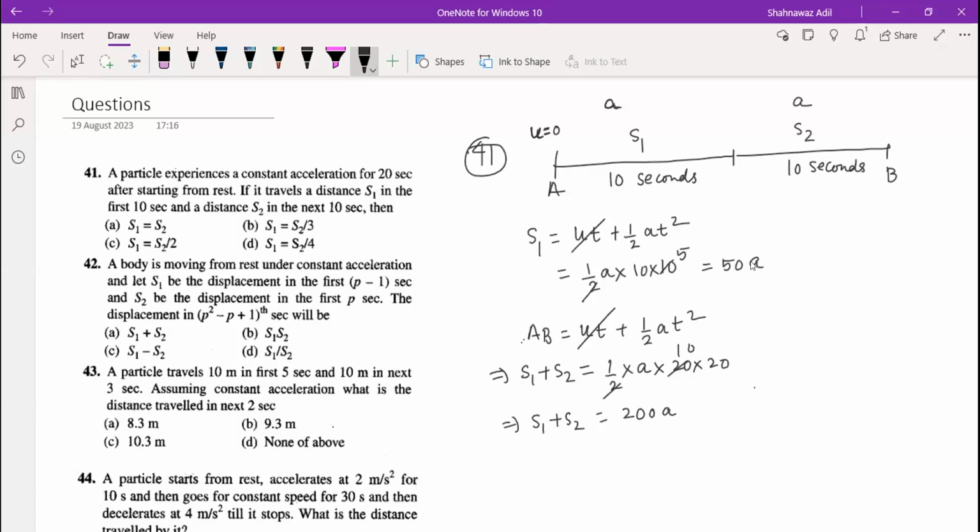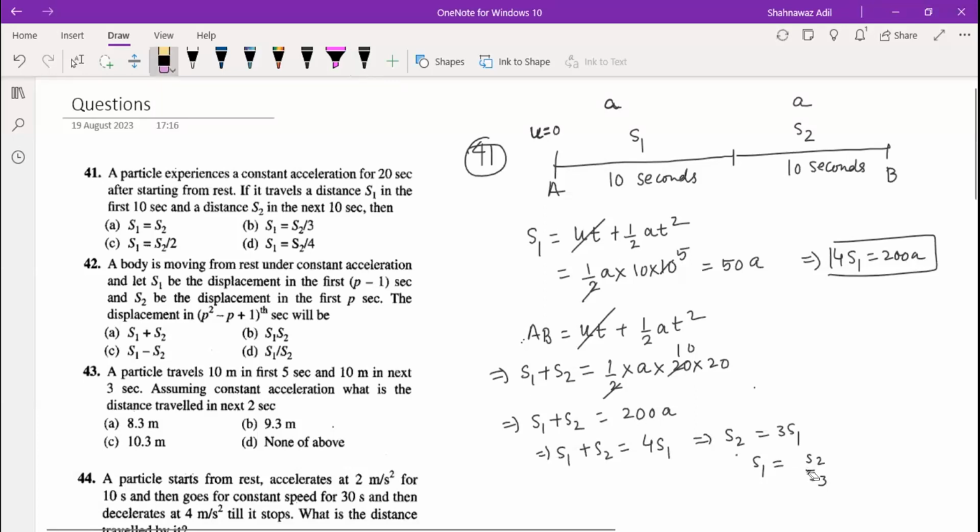I know that 50A is S1. So if I multiply this by 4, 4S1 would be 200A. So if I put this value in here, S1 plus S2 is 4S1. So this will go the other side. So S2 is 3S1. So S1 is S2 by 3. This is the relation.